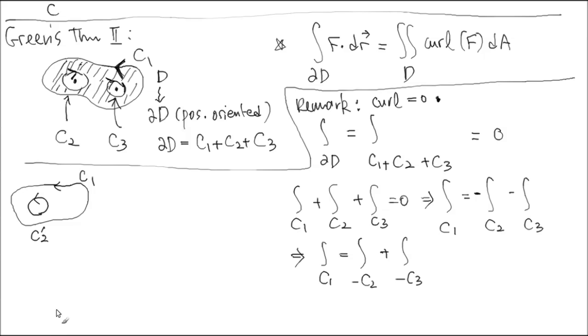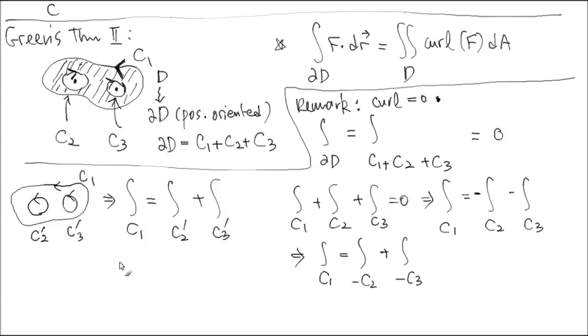And originally C3 is a counterclockwise rotation, but backward is a clockwise rotation. I mean, I said it backward, but I'm going to call that one C3 prime. Namely, it's the opposite direction. All right? So what this Green's theorem says is the following. If you go around C1, it is going to be equal to C2 prime plus C3 prime, which are counterclockwise rotations.